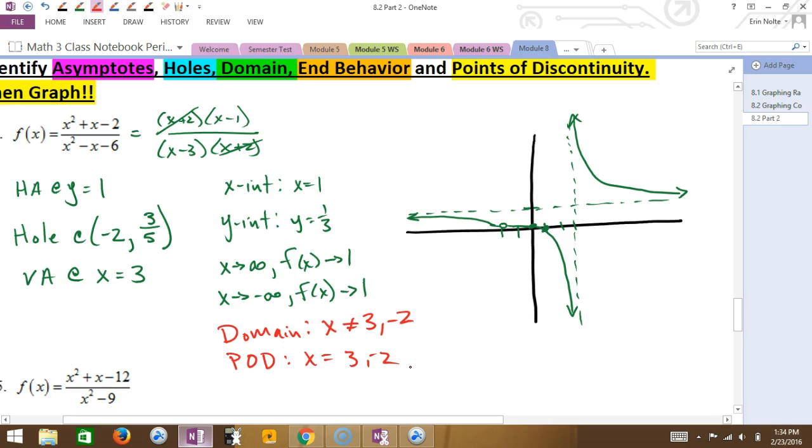So what do you guys think? Shall I do one more of these? The domain is where x can't exist. They can't exist there. That makes the function undefined. So are we good? Do I need to do another example?